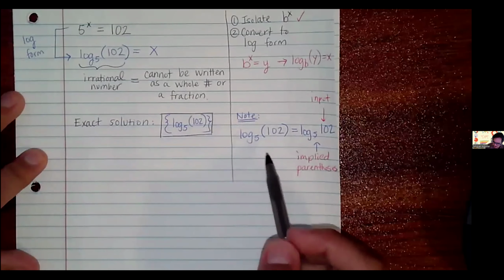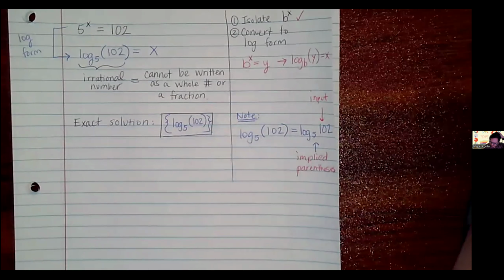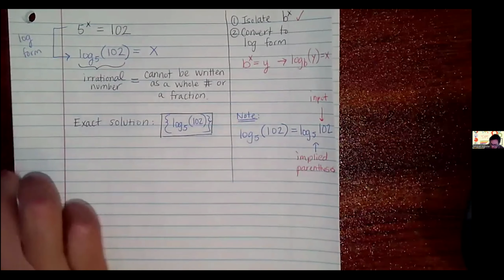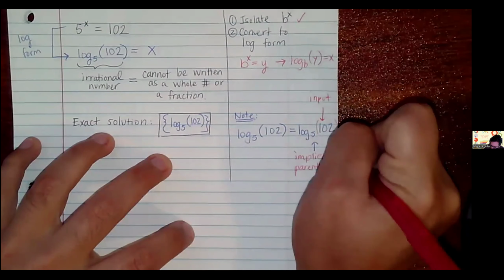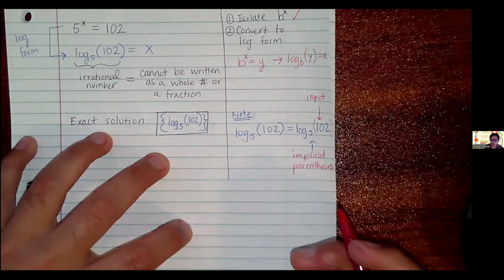So, I have a question. Yeah, go ahead. For the implied parentheses, is it for the 5? No, the implied parentheses are right here. For the 102? For the 102, okay, but we don't show them, right?